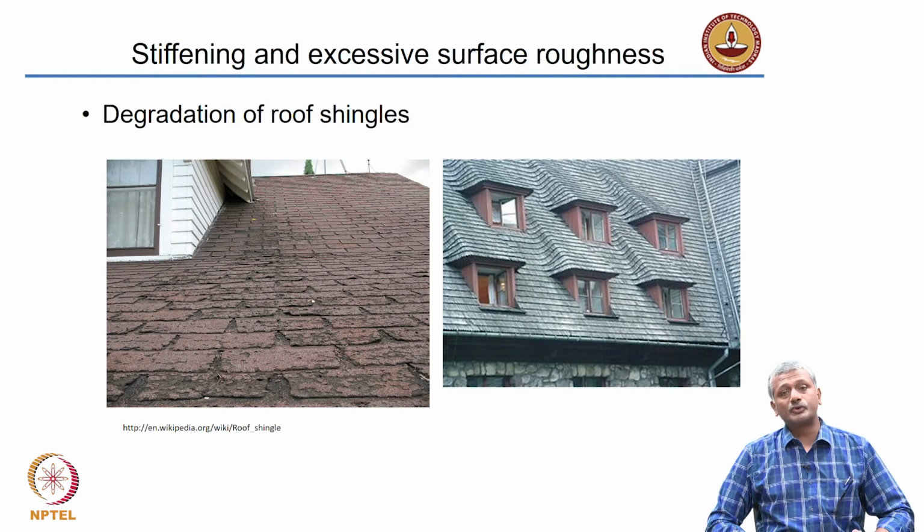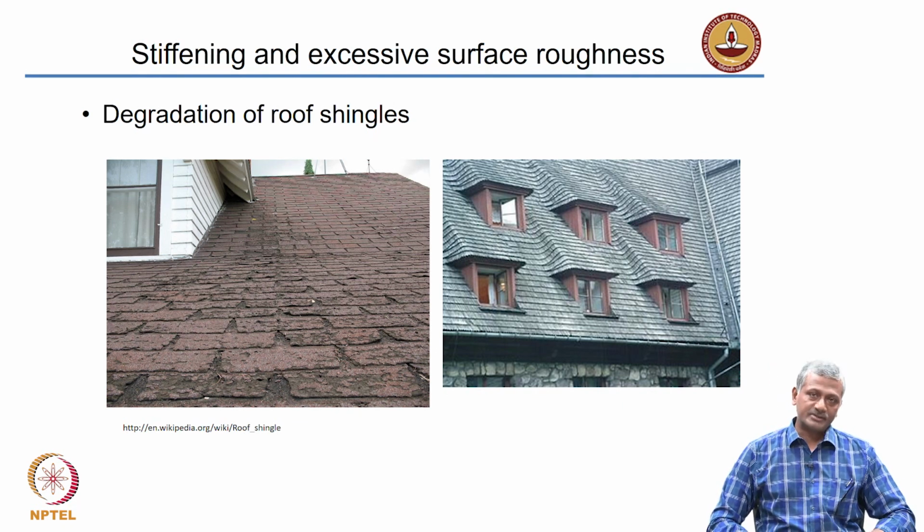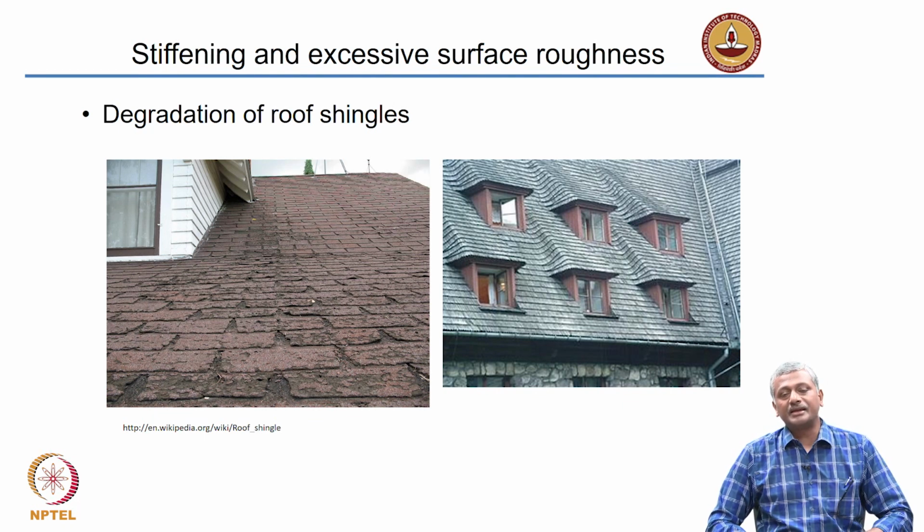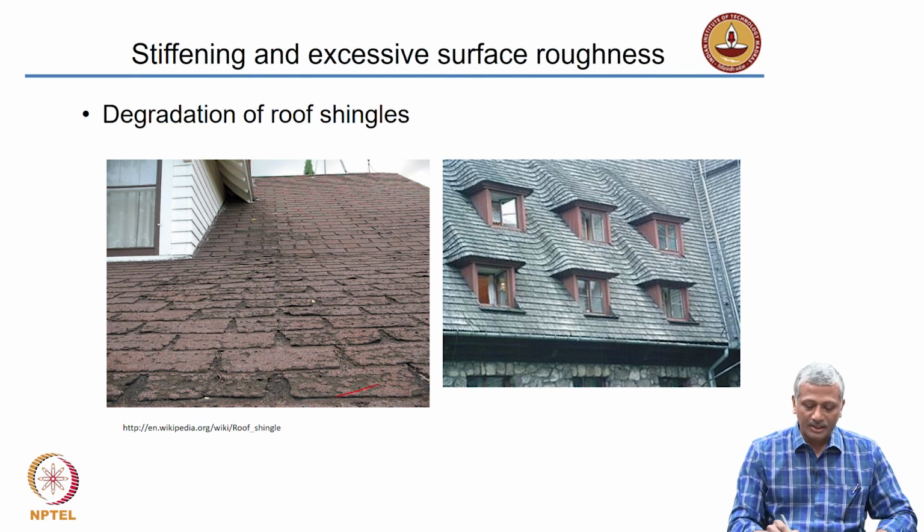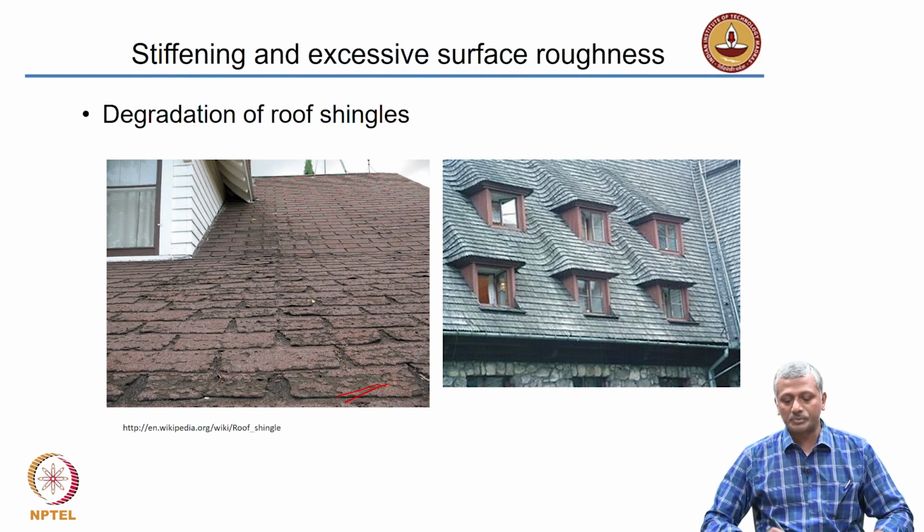In some cases, the asphalt is not applied for a pavement surface. It may be applied, for example, for rooftop tiles, which are otherwise known as shingles. Because these are exposed to ultraviolet radiation, slowly but surely they get degraded, and this is a sign of degradation of the shingles that you are observing in this picture here.